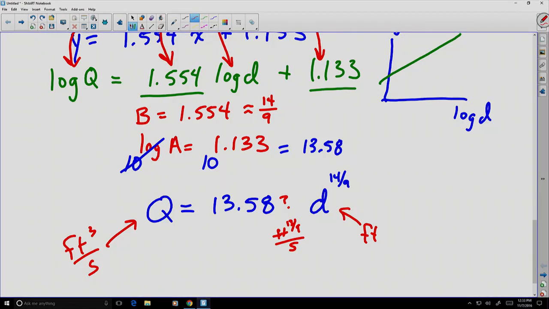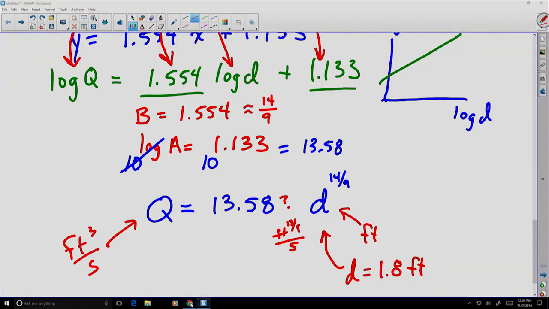But here's why this is useful now. Let's say that we wanted to either interpolate or extrapolate. At some point, we have a depth, a stage in feet, for which we didn't know what the flow was. We have values for 0.5, 1, 1.5, etc. At least that was what our data gave us. But let's say, for example, we were interested in the flow at a depth of 1.8 feet. Well, what we would do in that case is plug our depth in there, and we'd have to say depth to the 14 over 9.